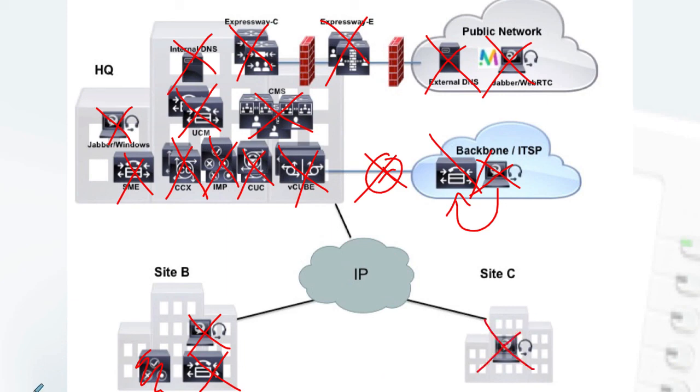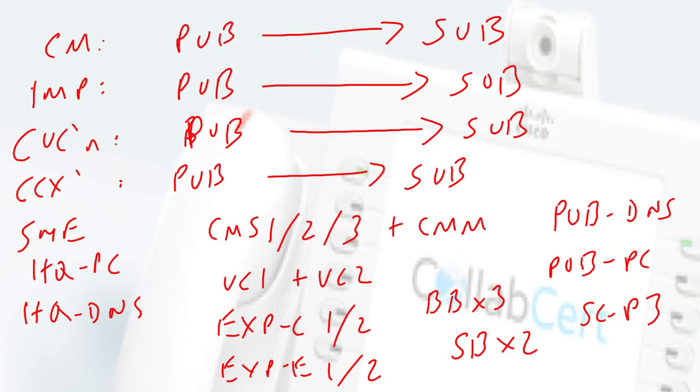So we have that. Now if I go and add them all up, I think we have 29. We have 2, 4, 6, 8, 9, 10, 11, and then 14, 15, 16, 17, 18, 19, 20, 21 at HQ, 3 at the backbone giving you 24, 2 at the site B giving you 26, 1 at the site C giving you 27, and 2 at the public network. So you have 29 virtual machines when you're talking about running a CCIE Collab v3 rack.